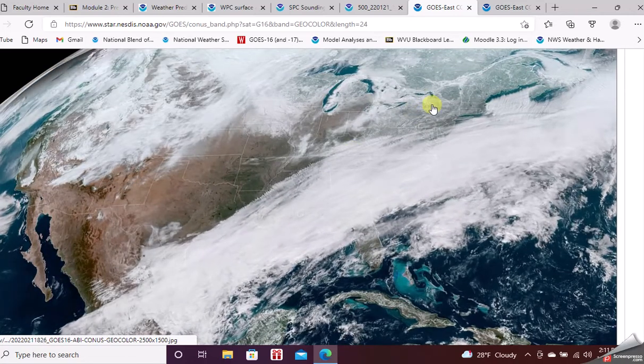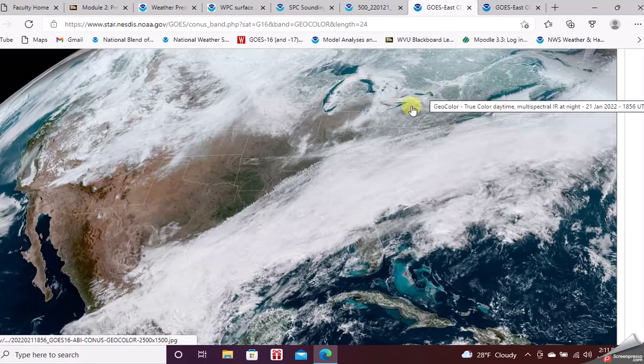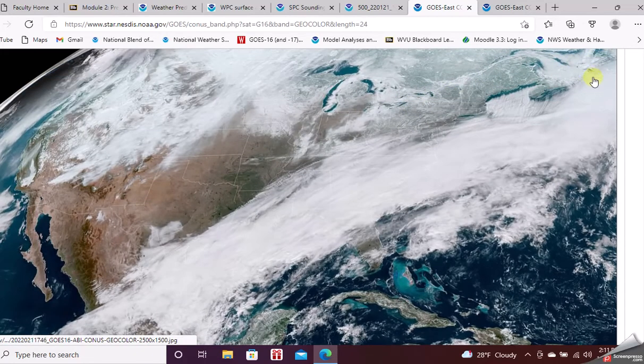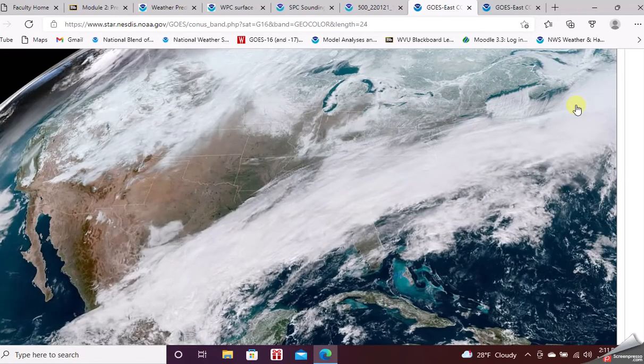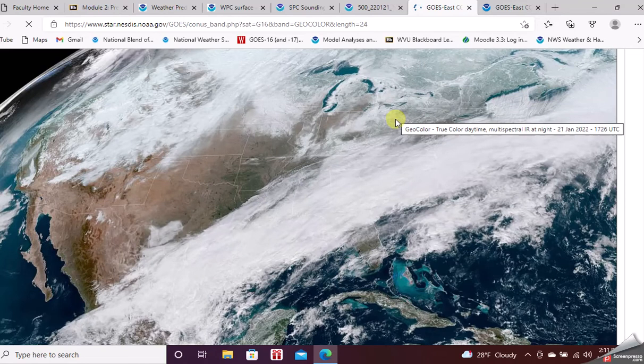You can also see all the snow on the ground up over New England here. Oh yeah, the sunset already starting to show up on the map up here. We talked about the angles of the sun this past week. And finally, just moving on to the next one.